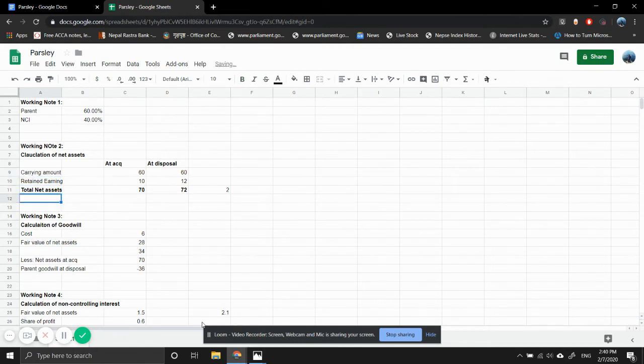Carrying amount, fair value, right? Because as per IFRS 3, we are required to value it at fair value. Fair value, okay, that's done. And then the difference is 10. This is for brand, right? So we need another space as well because this is brand. There should be amortization as well, right?